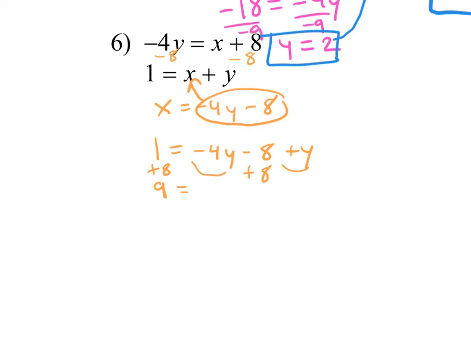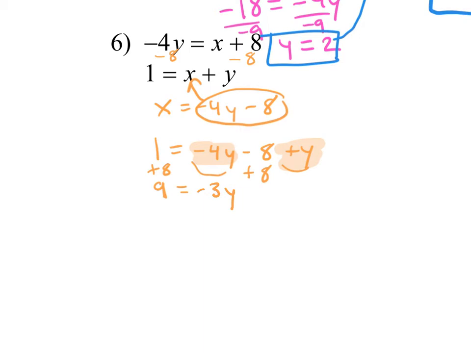Negative 5y. So remember, if they're on the same side, we just combine them. So this is negative 4 plus 1. Since they're on the same side, we don't change any signs to move it over. They're on the same side of the equation, so it would be negative 4 plus 1, which would be negative 3y.